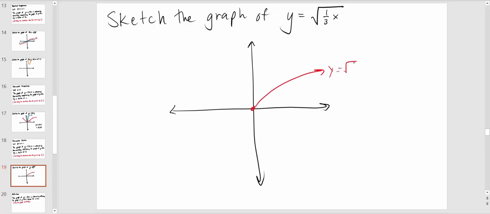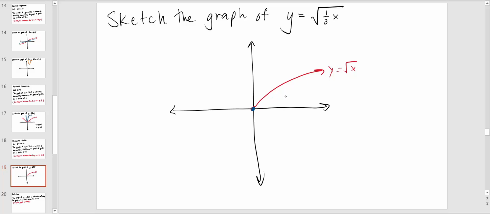This is y equals the square root of x. I want to graph y equals the square root of 1/3 x. So we're going to stretch every point away from the y-axis by a factor of 3. Any point on the y-axis wouldn't move. You can see it. If you plug 0 in for x, you still get 0. All these other points are going to stretch 3 times as far away.